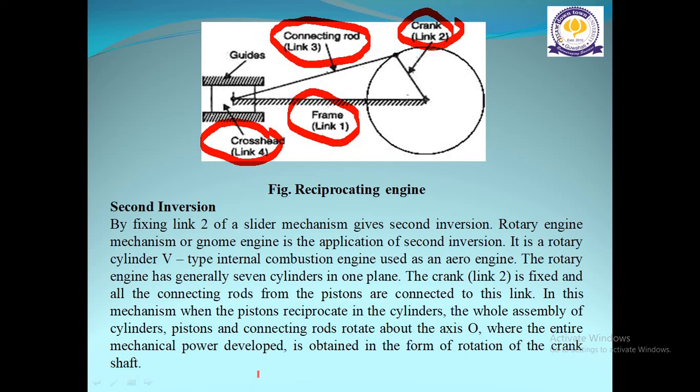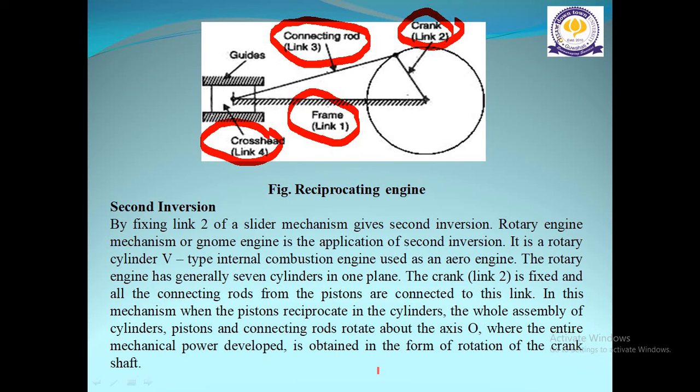Moving on to second inversion. Here, by fixing link 2 of the slider mechanism we get the second inversion. Rotary engine mechanism or dome engine is the application of second inversion. It is a rotary cylinder V-type internal combustion engine used as an aero engine. The rotary engine has generally 7 cylinders in one plane.